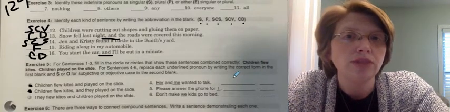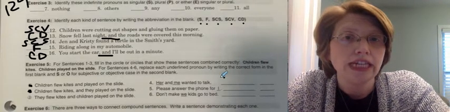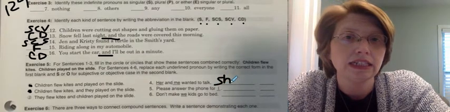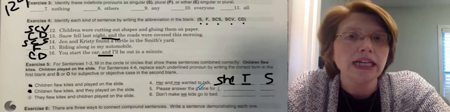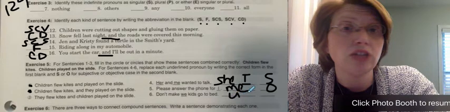Her and me wanted to talk. It should be she and I wanted to talk because it is subject. Please answer the phone for I. Please answer the phone for me because it is objective. Don't make we kids go to bed. We is subject and that is not a subject. So it should be don't make us kids go to bed because it is objective.